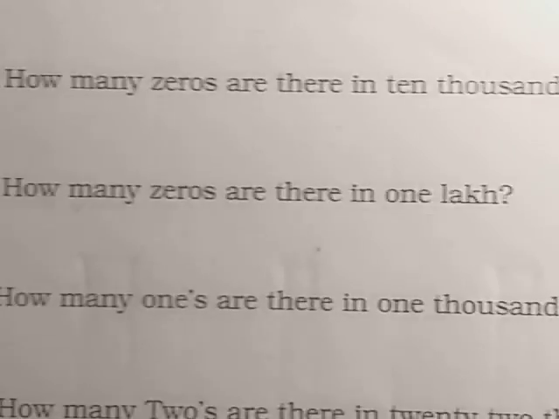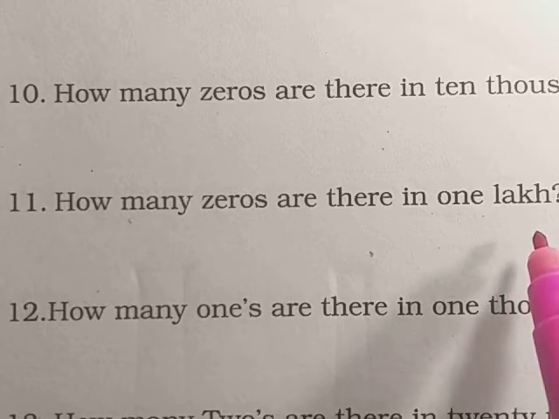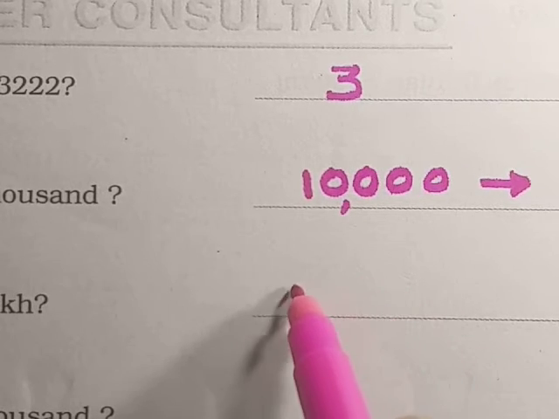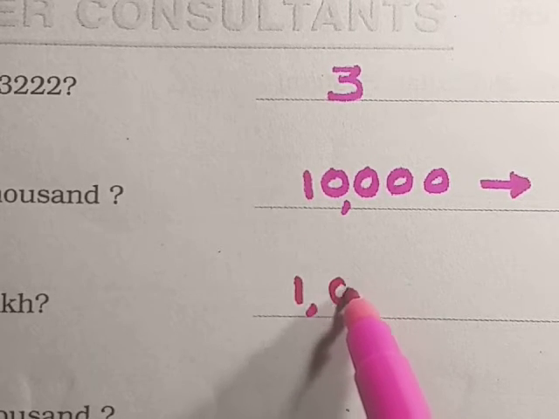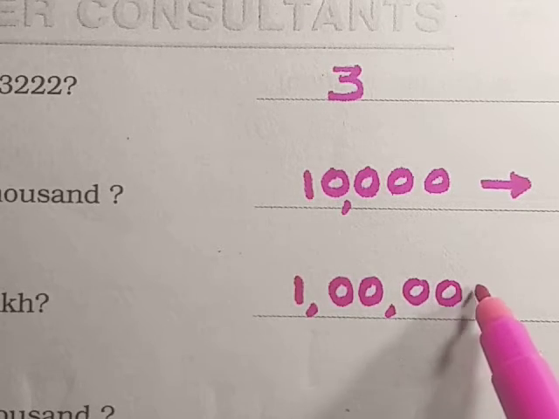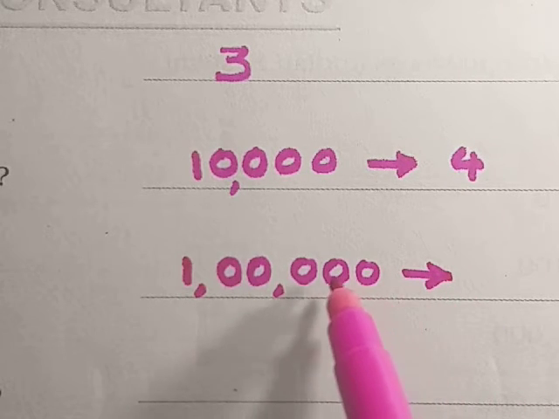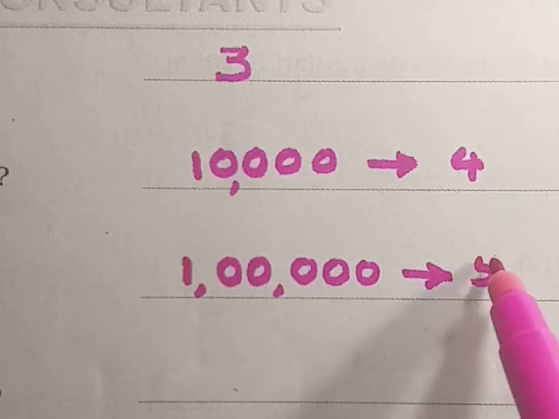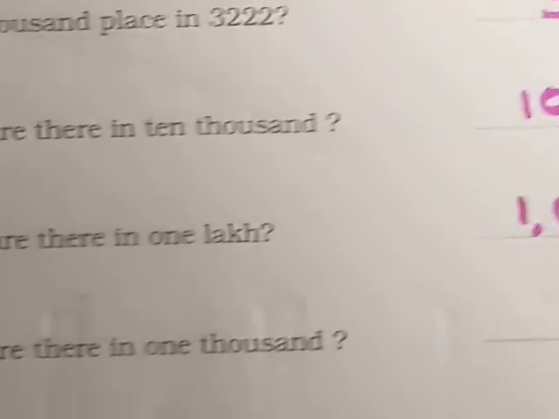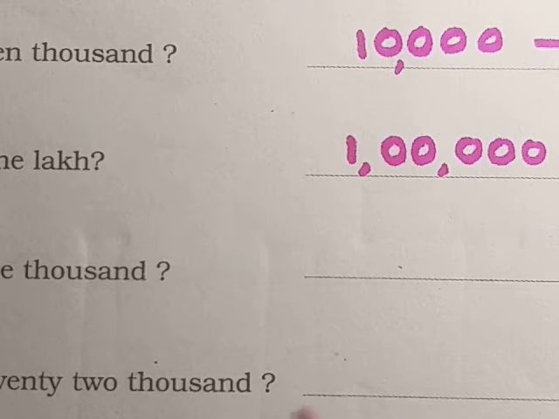Similarly, we find the question, how many zeros are there in 1 lakh? Therefore, 1 lakh we'll have to write 1, after that comma, 0, 0, after that again comma and 000. Therefore, how many zeros are here? Count 1, 2, 3, 4, 5. Therefore, there are 5 zeros. How many ones are there in 1000?